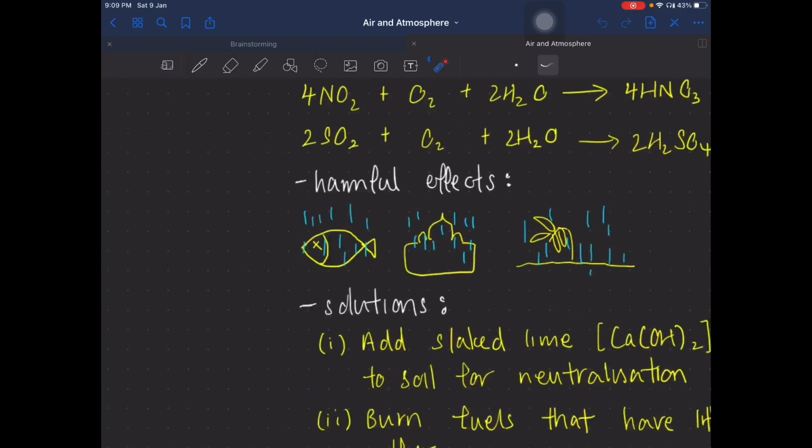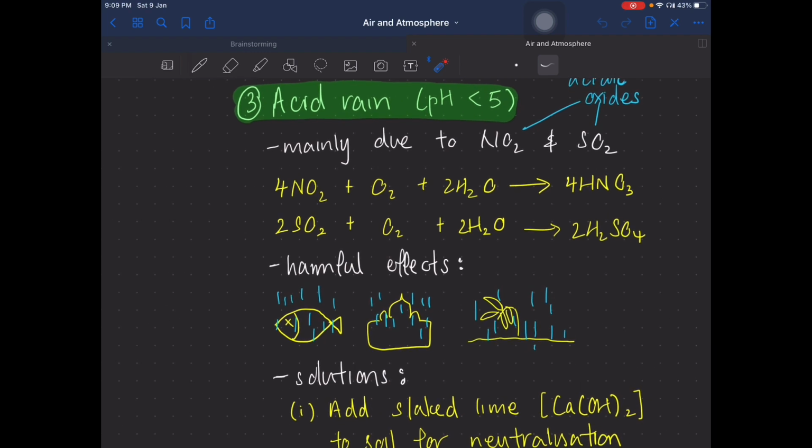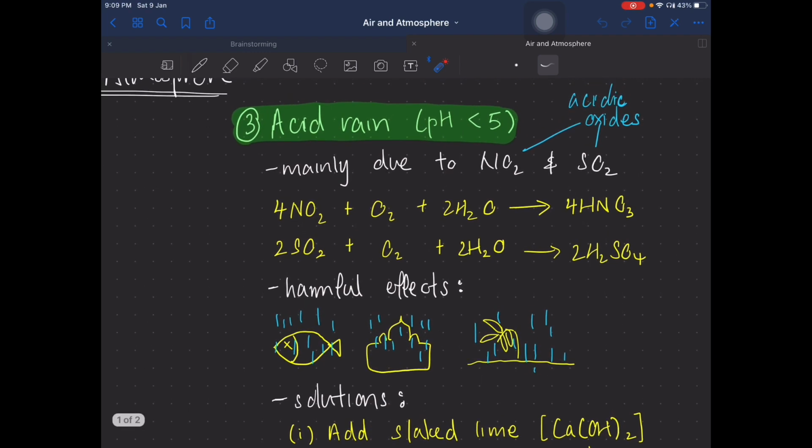Now, in terms of the third big idea, which is acid rain. Acid rain refers to rain that has a pH below 5. Our normal rain that we have on a day-to-day basis is already slightly acidic. But in chemistry, what we are concerned about are rains with a pH lower than 5, because that will be considered harmful to various organisms as well as structures.